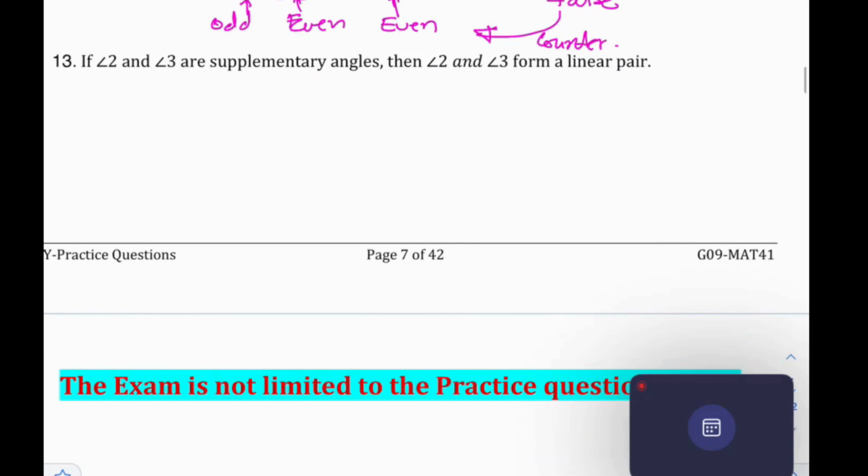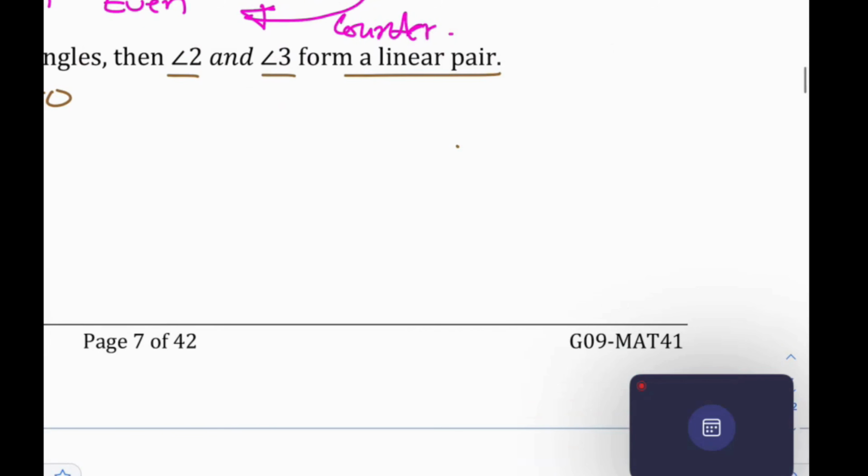Moving on, if angle 2 and angle 3 are supplementary, meaning their sum is equal to 180, then angle 2 and angle 3 form a linear pair. Let's remember, what is a linear pair? A linear pair is two angles sharing a side, as you see here. For example, this is 2 and 3. Their sum is always 180 because they are forming a line. So this is a linear pair.